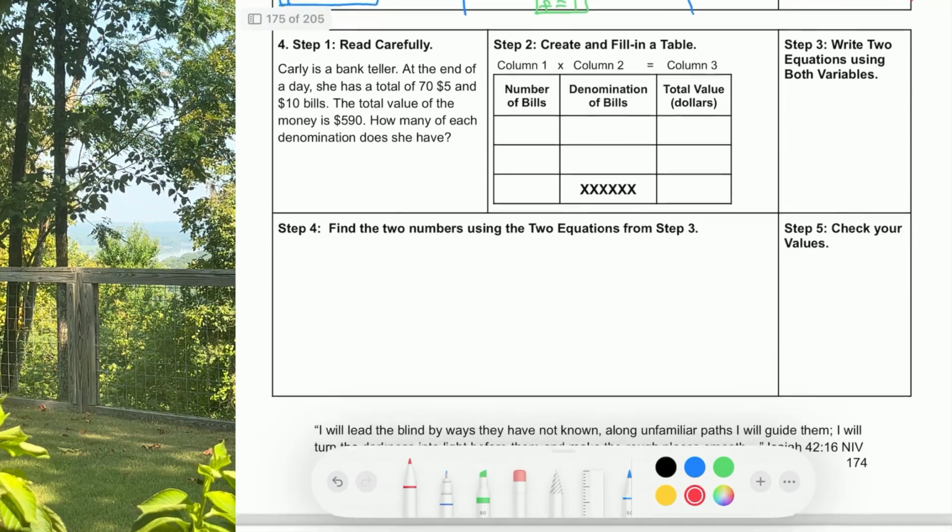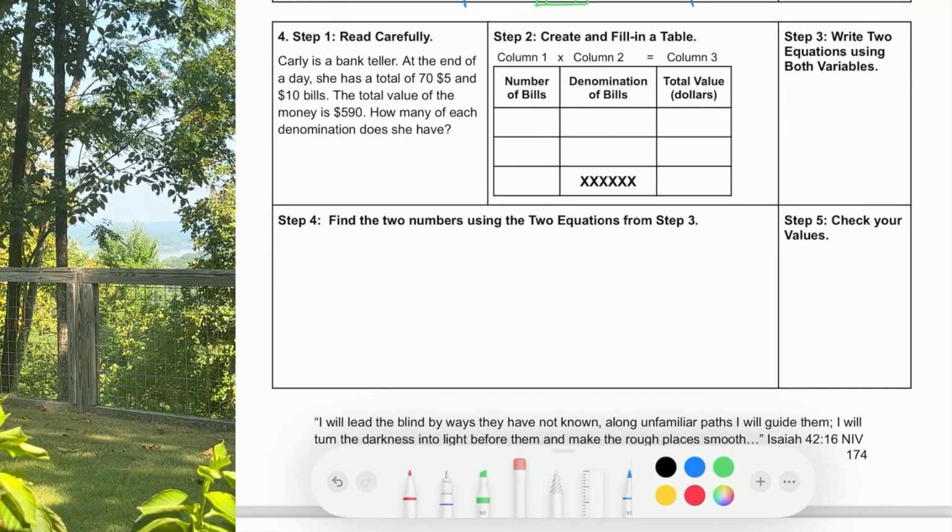Number 4. Carly is a bank teller. At the end of the day, she has a total of $75 bills and $10 bills. The total value of the money is $590. How many of each denomination does she have?